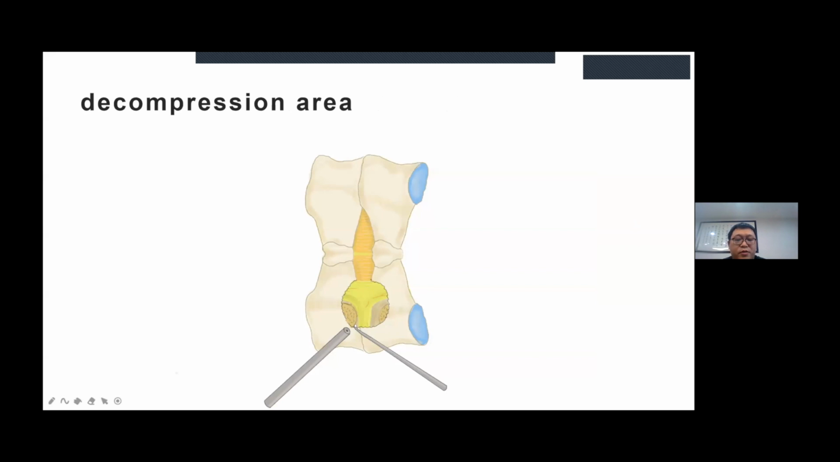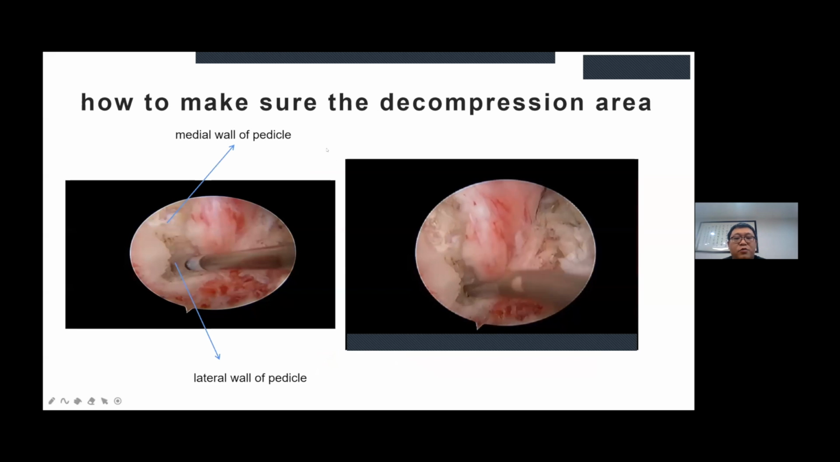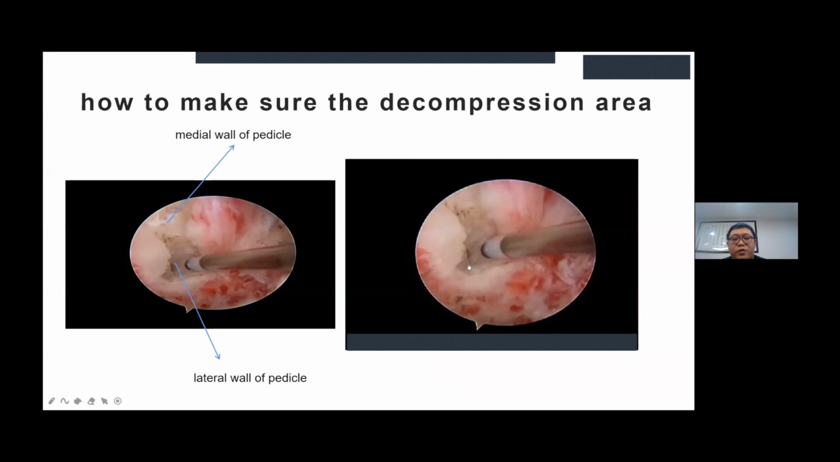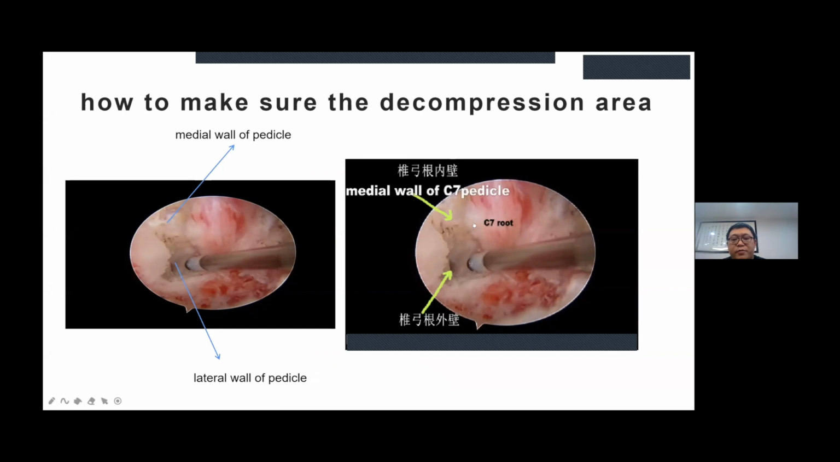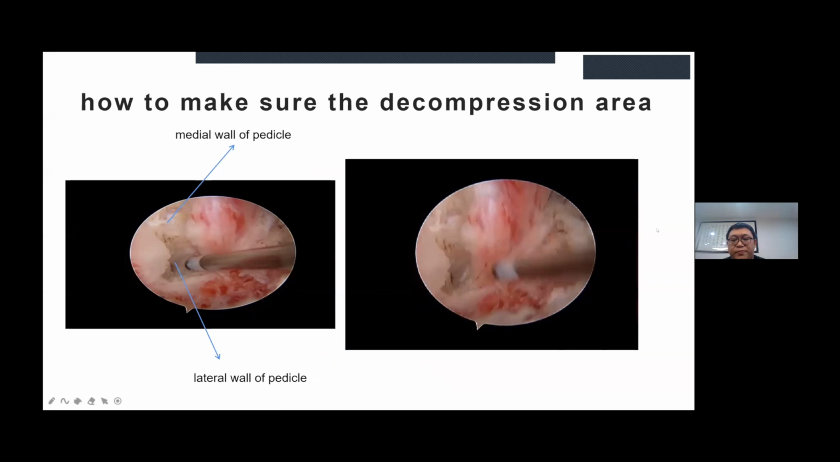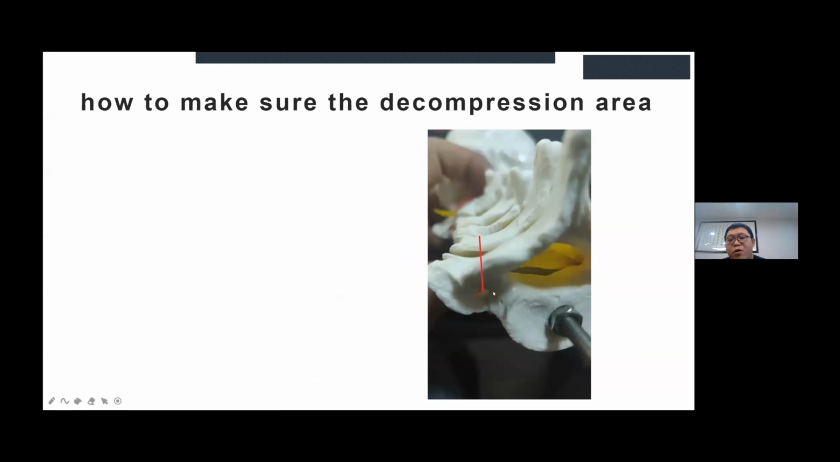I draw the picture. You can see the medial wall of the pedicle, the two pedicles. And this is the nerve root, this is the spinal cord. How to make sure of the decompression area? You can see the lateral wall of the pedicle and the medial wall of the pedicle. Yeah, you can make sure of the decompression area, because the lateral wall of the pedicle is located at 50% of the lateral mass. So we decompress here.